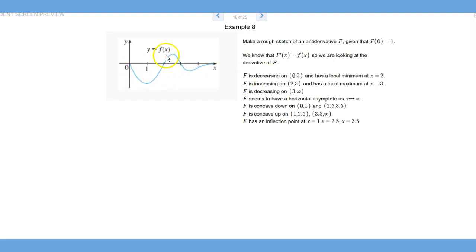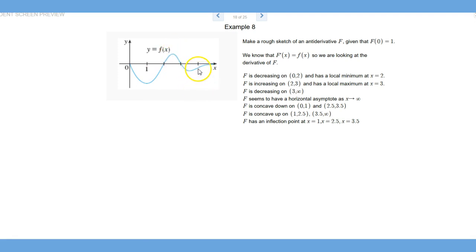Well, we look at where lowercase f is less than 0, and that's where capital F is decreasing. We look at where it's greater than 0, and that's where capital F is increasing. We see where capital F has maxes and mins by the zeros of lowercase f. We see where capital F has inflection points, or changes concavity, based on the maxes and mins of our derivative.